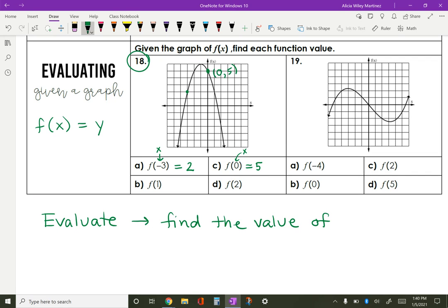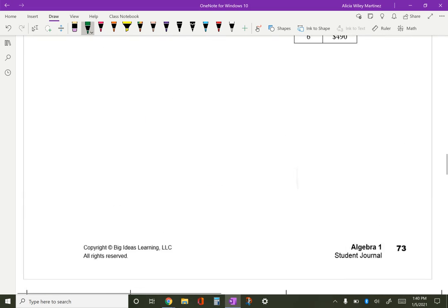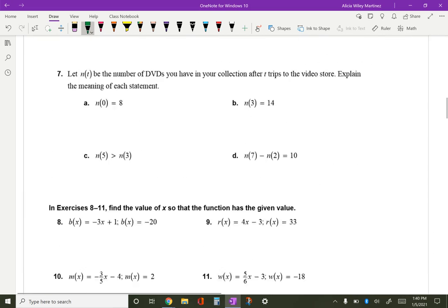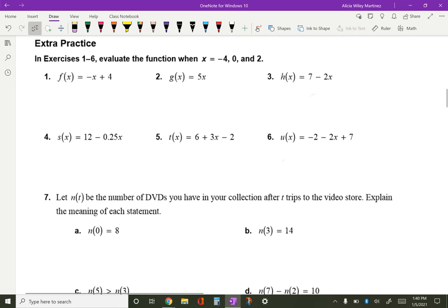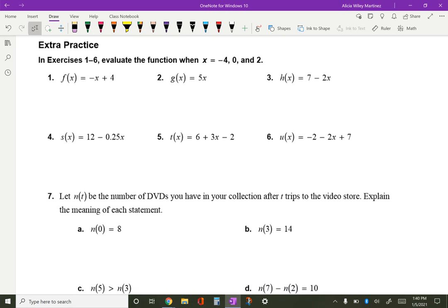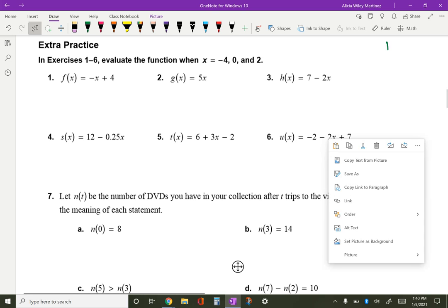So that was when you are given a graph. You will not always be given a graph. Okay, so let's look at another example. So in your student journal, you actually have these problems. So let's go to number 3 on page 71. So I'm now on page 71.